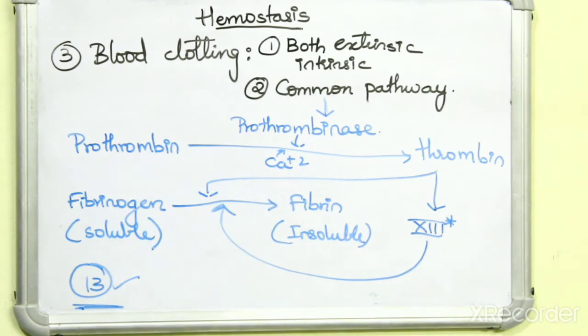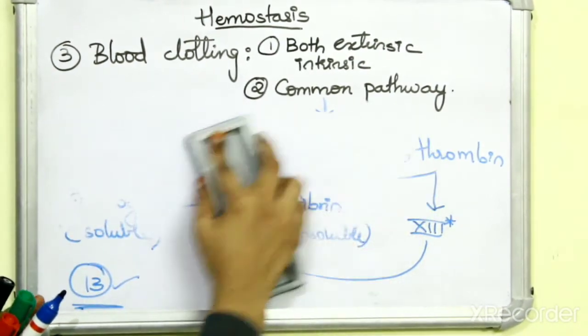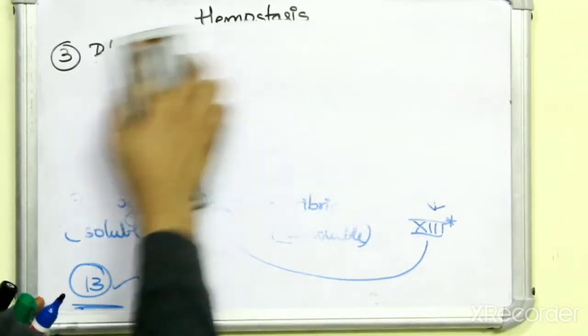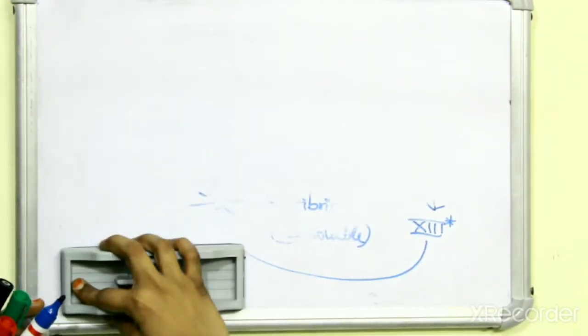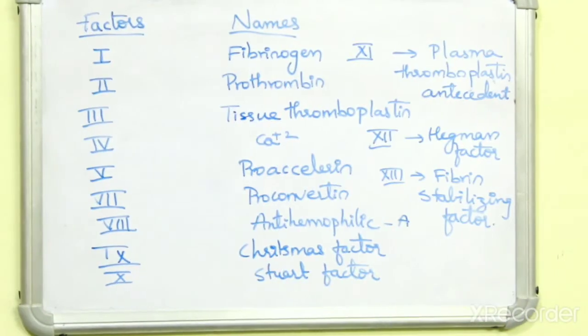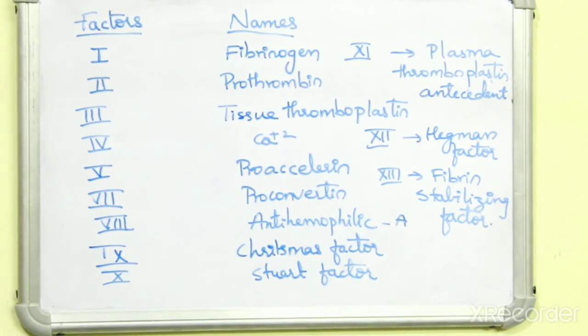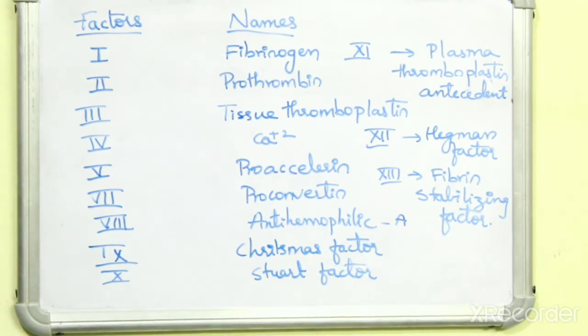Let us discuss the 13 factors in detail individually. You have to remember their names compulsorily. I hope you have understood the two pathways, vascular spasm and also the platelet plug formation. Most important is the blood clotting pathway. So here are the factors and their names. Coming to the first factor, one by one you just remember them.